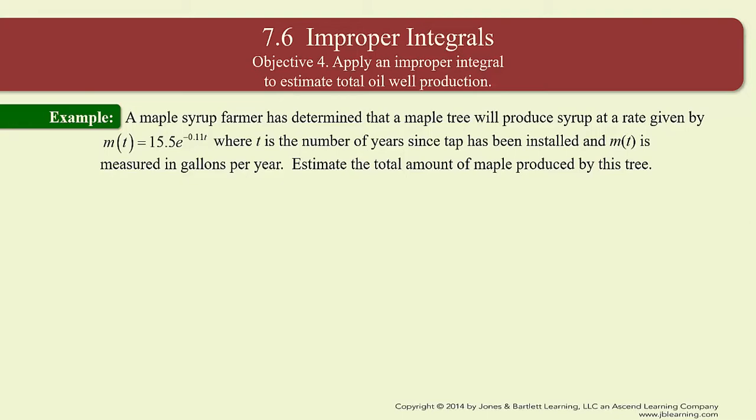So to get a total amount, it's that same old concept. We integrate the rate function to give a total amount. But since we want to know the total amount, not just the total amount produced for, say, the first 5 years or the first 8 years, we want to know the total amount produced. So this is going to give rise to an improper integral that I'm going to head off to the chalkboard to evaluate.